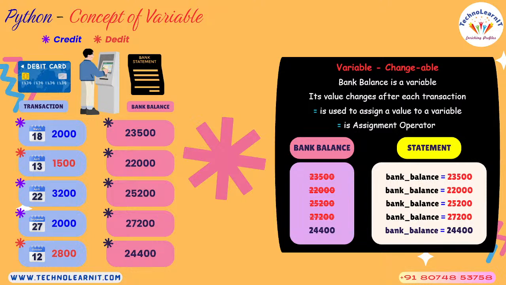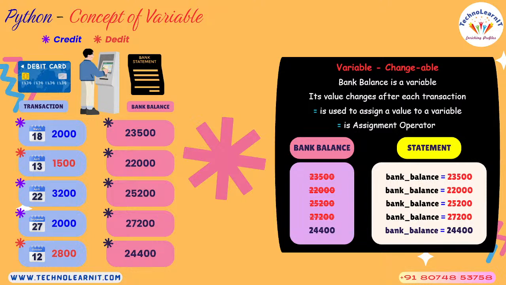All right. This is from a real-life example. Every one of us knows that when you do some transaction on your bank account, your bank balance may change. Whether it is credit or debit, definitely your bank balance would be impacted in some way or the other. Right? Now, from the programming world, how do you represent this?